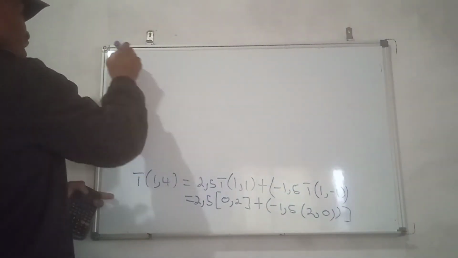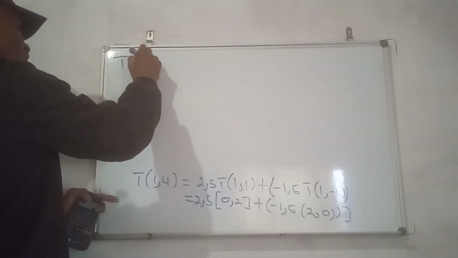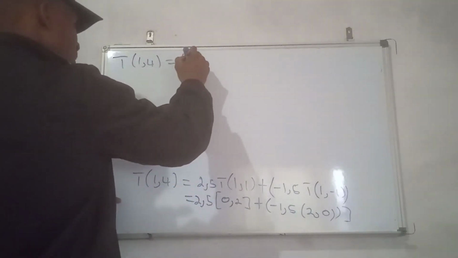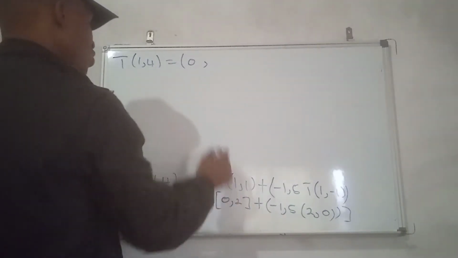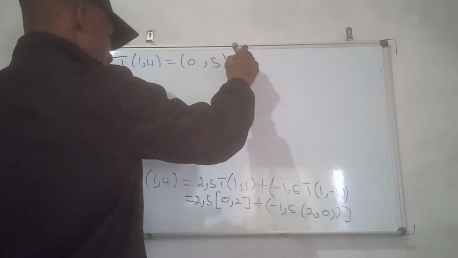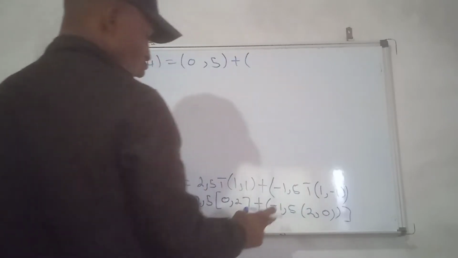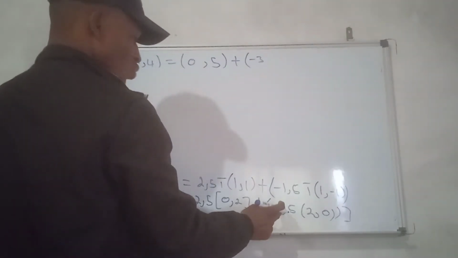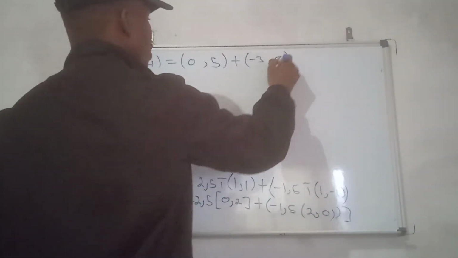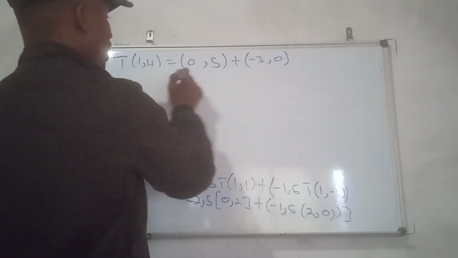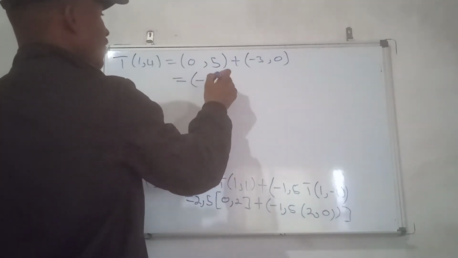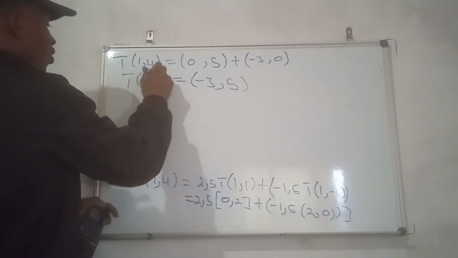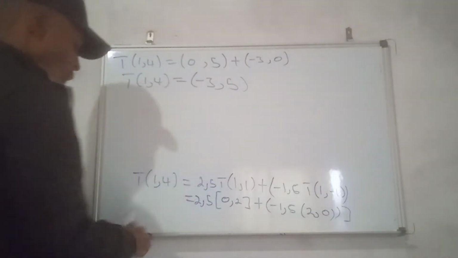So I can see that my T(1,4) is the same as 5 over 2 times 0, which is 0. And then 5 over 2 times 2 is 5. Plus minus 3 over 2 times 2, it's minus 3. Minus 3 over 2 times 0 is just 0. So 0 plus this one is minus 3. 5 plus 0 is 5. So we are done for (1,4). This is the value for T(1,4).